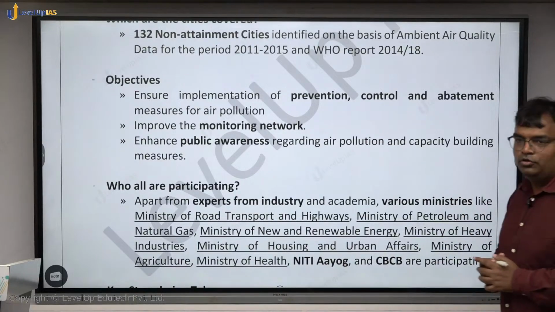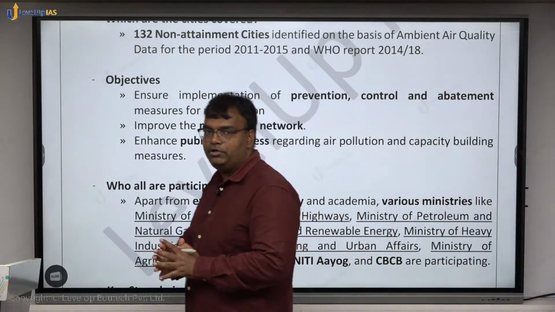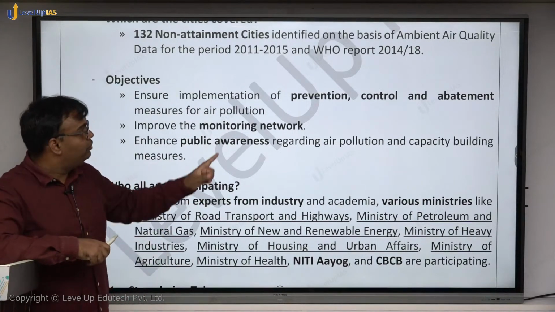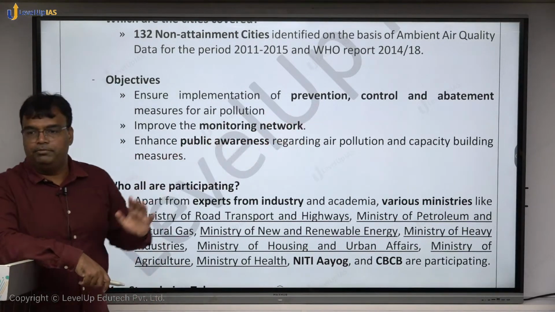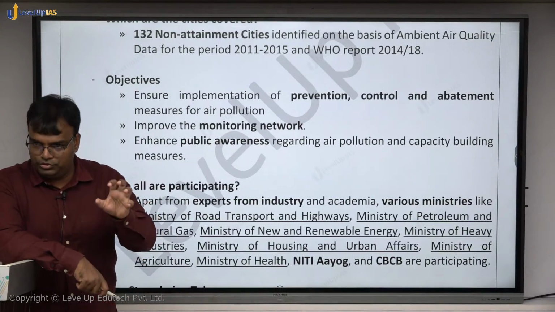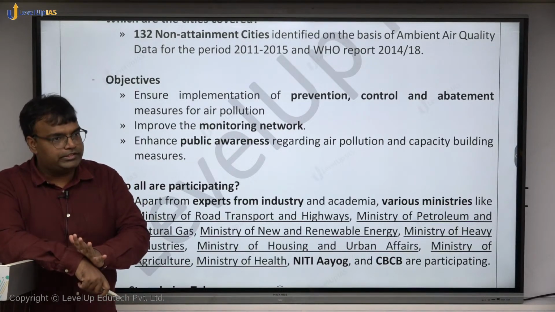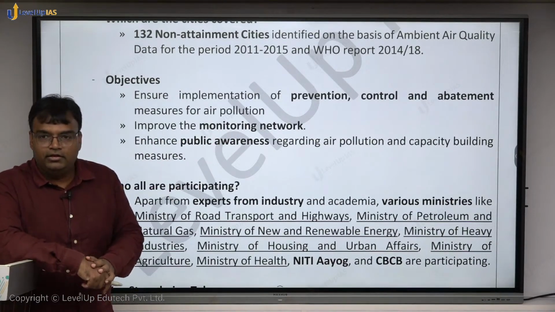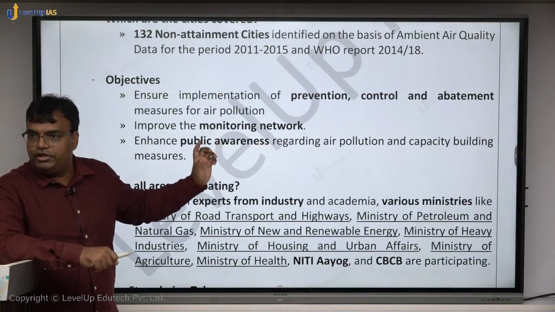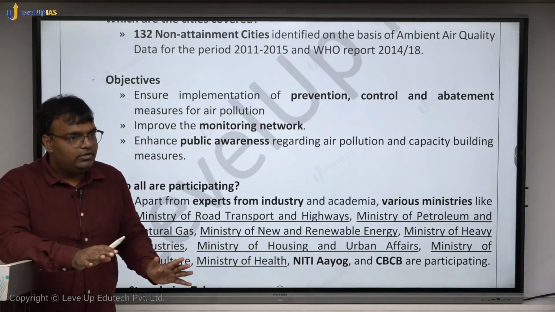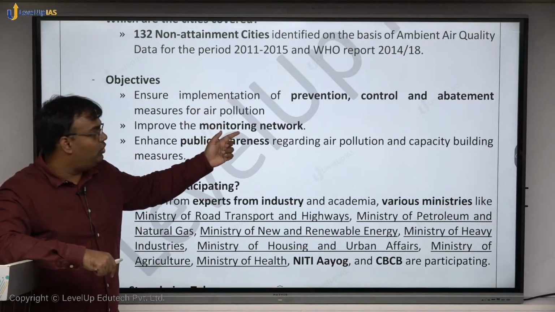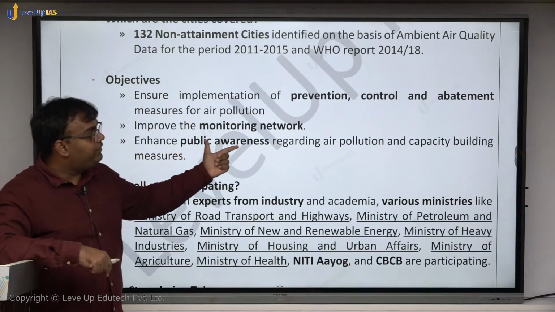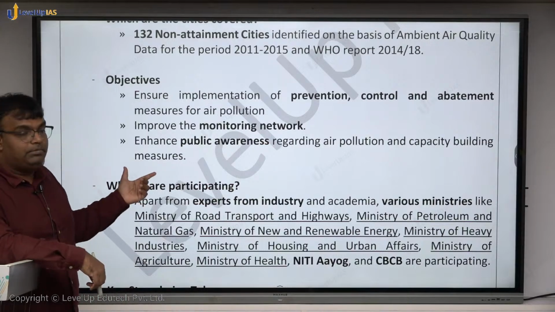Objectives. What are the things that it wants to do? अब देखो, one thing that it will do is fight pollution directly. So there are prevention, control and abatement measures. Pollution हो ना, pollution control किया जाए, pollution reduce किया जाए. Then monitoring network. When you're doing this, you also need a monitoring network to understand whether pollution has been reduced or not. And finally, public awareness. Enhancing public awareness regarding air pollution and capacity building.